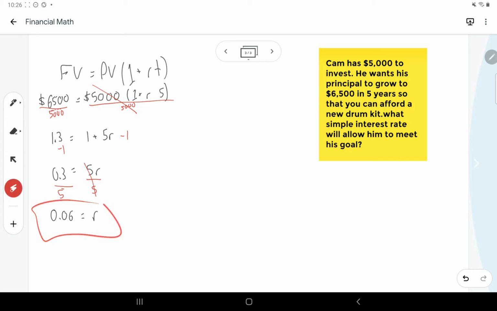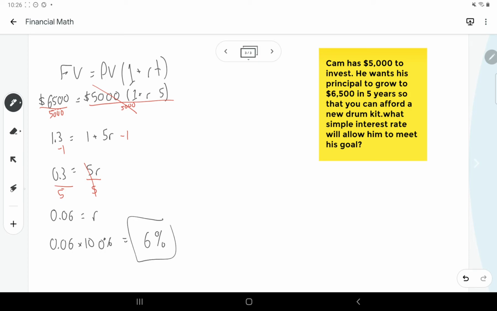Okay, so that's almost our answer. Right now we have it just as a decimal. We want the interest rate, which is generally expressed as a percent. So if we take our decimal 0.06 and multiply it by 100%, we will get it as a percent. 6% is our answer there. So we'd have to find an investment at 6% to earn that money in that amount of time.